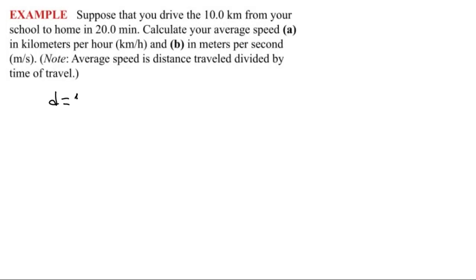Distance is 10 kilometers, and the time, T, is 20 minutes. Because it is in minutes and part A is asking in kilometers per hour, we need to convert minutes to hours. We write a 1/1 ratio, so 1 hour over 60 minutes.